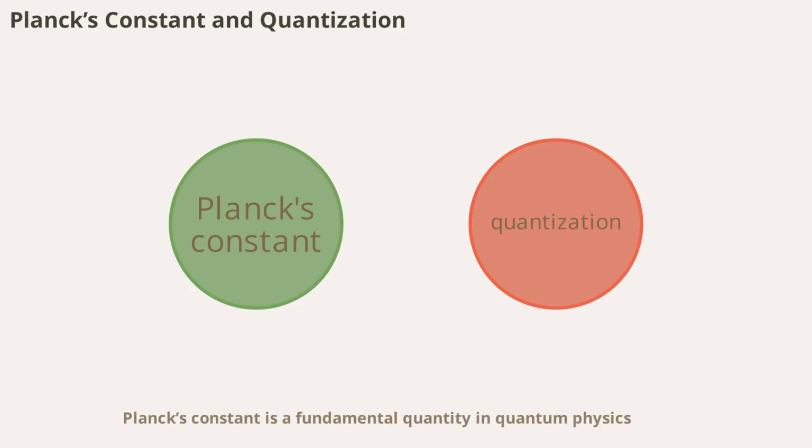Planck's constant is a fundamental quantity in quantum physics, setting the scale for energy quantization. In Bohr's model, angular momentum is quantized in units of Planck's constant divided by 2 pi. This quantization explains why only certain orbits are allowed and why atomic spectra are discrete. Planck's constant appears in many quantum equations, highlighting its central role in modern physics.